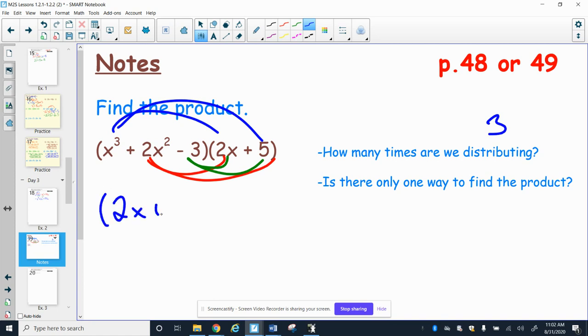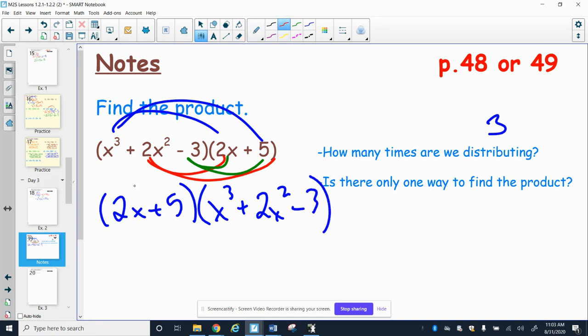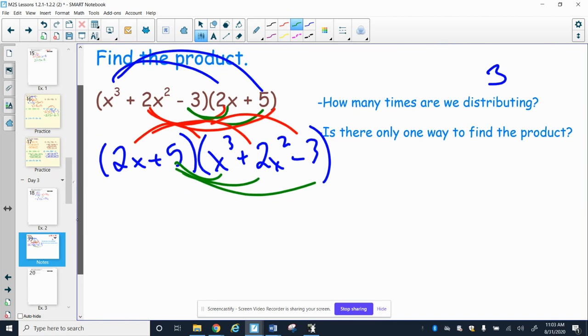Okay, so that'd be saying 2x plus 5 times x to the third plus 2x squared minus 3. Notice what happens now. Now we're going to be multiplying this 2x to all 3 of these, and then the 5 to all 3 of these. So it's only going to have to distribute through twice. It's going to feel a little bit more organized. Let's do it. So 2x times x to the third, that would be 2x to the fourth. 2x times 2x squared would be plus 4x to the third. 2x times negative 3, minus 6x.